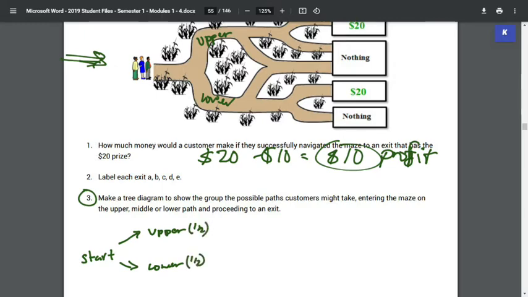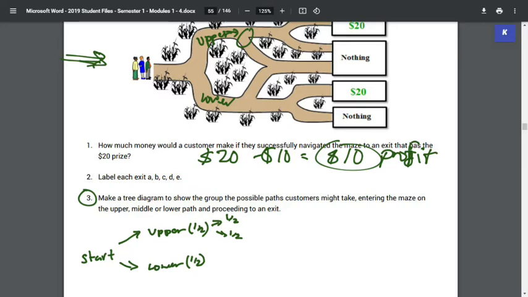So here's where it gets a little tricky. Let's say I choose the upper path. If I go this way, I'm going to come across a decision right here. So I got a fork in the road. So I'm going to split this up to 1/2 and 1/2. There's a 1/2 chance I continue to go straight, and then a 1/2 chance that I can go straight into nothing.